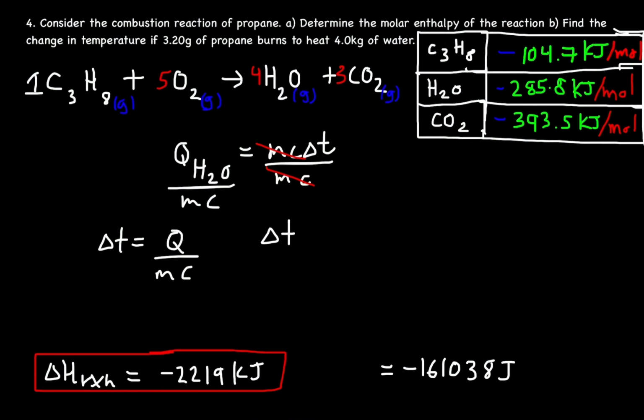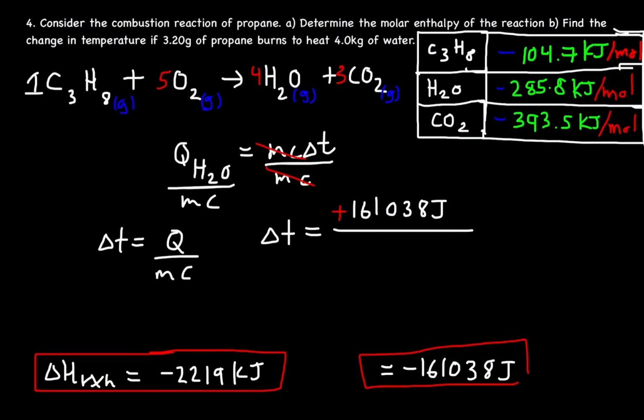Now at this point we just substitute. So delta T is equal to, this time we're going to have actually positive 161,038 joule. The reason why is because this number tells us that that was the amount of heat lost by 3.2 grams of propane. However, the water gains that amount of energy, so it's positive because the water gains it. You need to be careful.